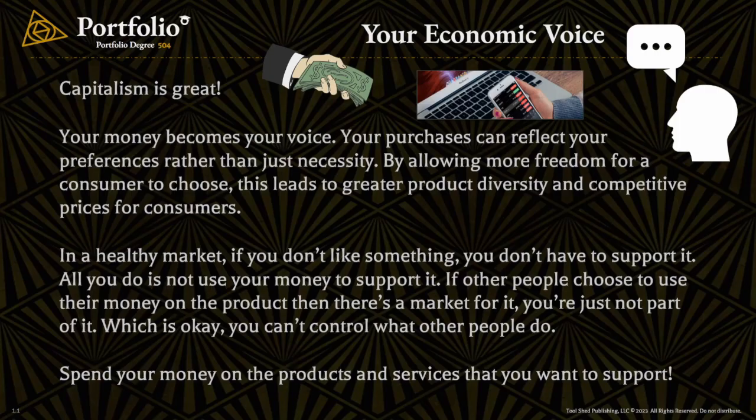That helps to create competitive markets, and in competitive markets, the price you're paying for your goods generally reflects the market equilibrium price that we discussed a few moments ago. And in a healthy market, if you don't like something, you don't have to support it. All you do is use your money to support the products and services that you want to see and avoid the ones that you don't want to support. Now, if people choose to use their money to support those products, then there's still a market for it, but you don't have to participate in it, which is okay. You can't control what other people do, and we all have to compromise sometimes. So spend your money on the products and services that you want, and that will help to produce the economy that you want to see.